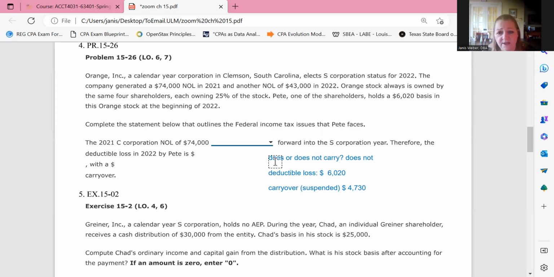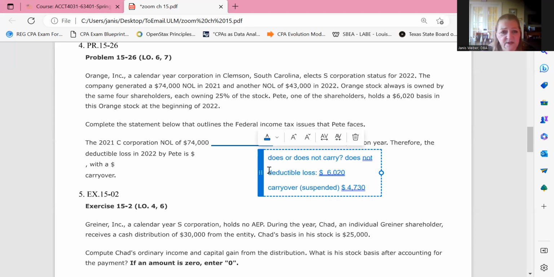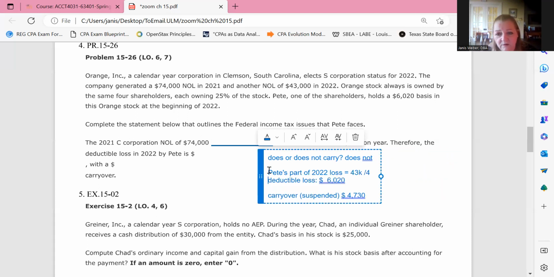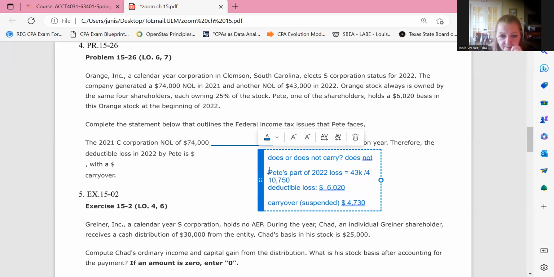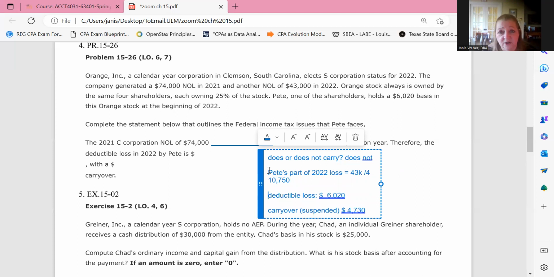Pete's part of the 2022 loss equals 43,000 divided by 4, which is 10,750. And of that, 6,020 is all he can deduct because his basis limited him, and the rest of it goes forward. So if he establishes some basis in the future for that, he can offset it.